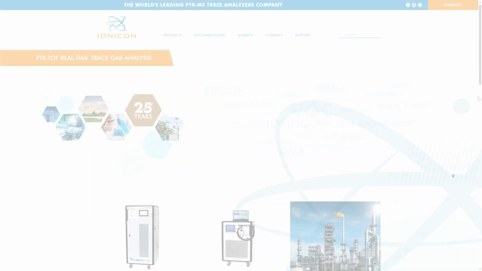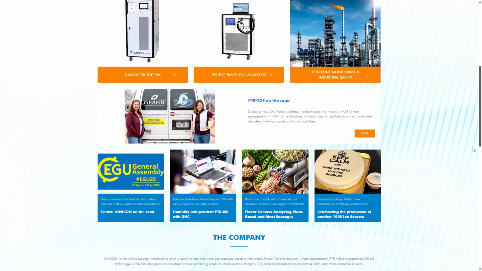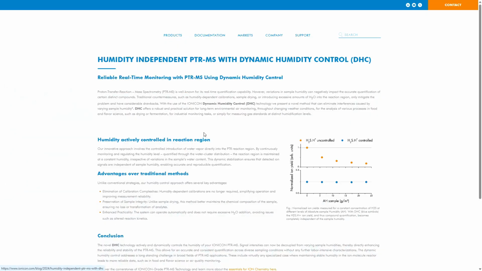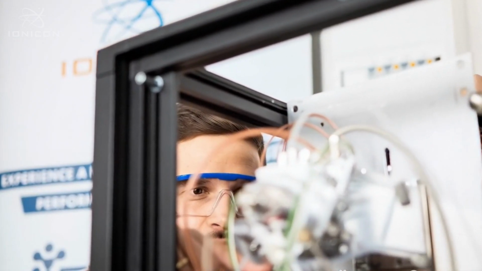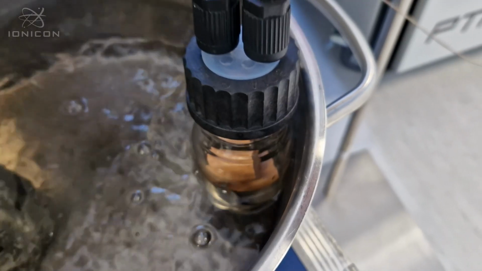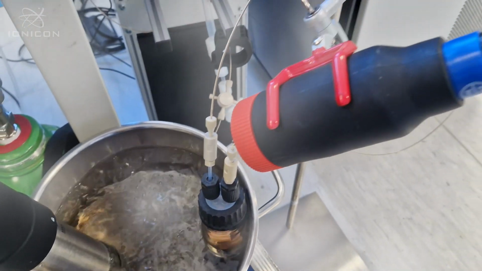To encounter this humidity dependence problem, IONICON has now developed a novel solution which literally comes without any drawbacks, does not require any additional labor by the user, and does not diminish analytes of condensable nature.